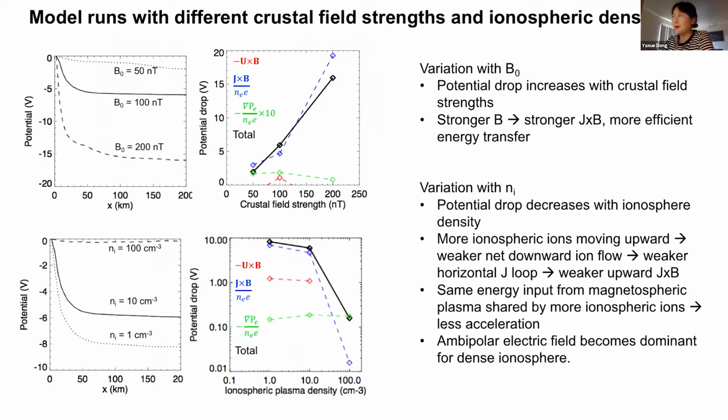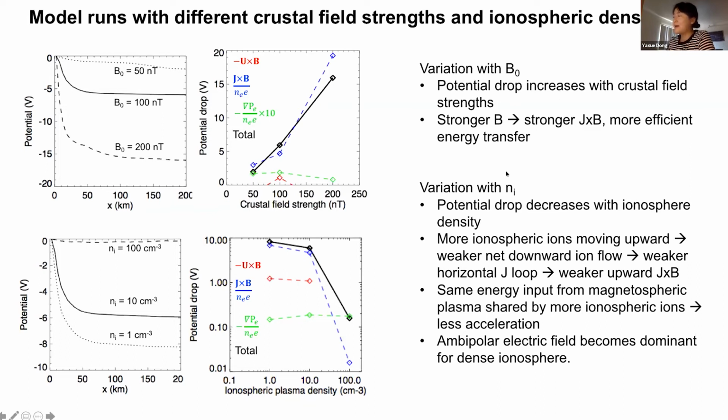So next, we run this model with a few different inputs, different crustal magnetic field and different ionospheric plasma densities. First, we notice that if we change the crust field strength, this potential drop does increase significantly with the crustal field strength. This is straightforward because when you have a stronger crust field, you will get a stronger J cross B force, which means a stronger crust field can make the energy transfer between the two plasma populations more efficient.